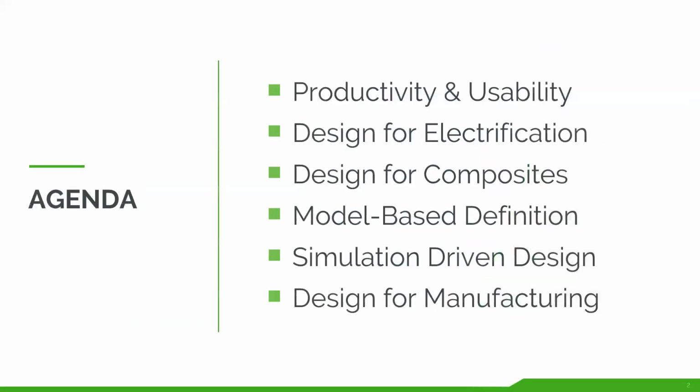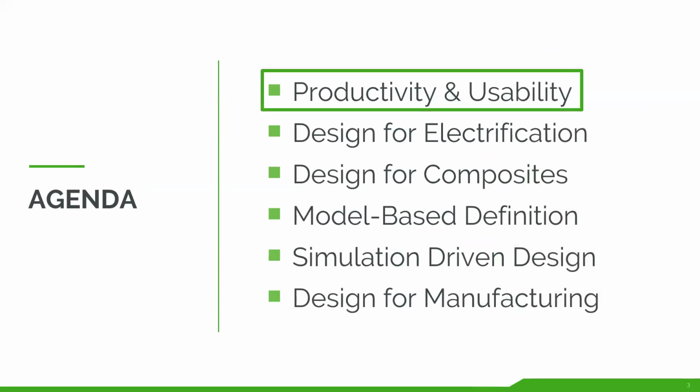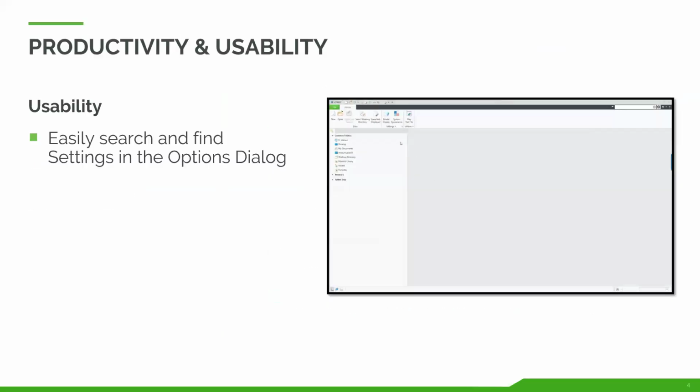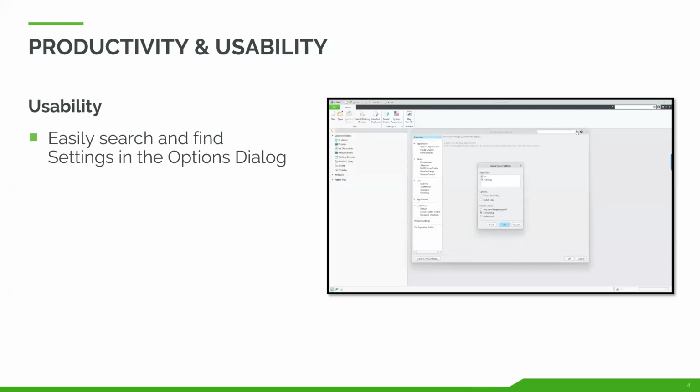In terms of the topics that we're going to cover today, there are a few areas that we're going to go over, starting with some productivity and usability enhancements, some design for electrification, composites, model-based definition, simulation-driven design, and design for manufacturing. And to get things started, we're starting with the productivity and usability areas. Now, within that space, we have a few enhancements in various key areas inside of Creo.